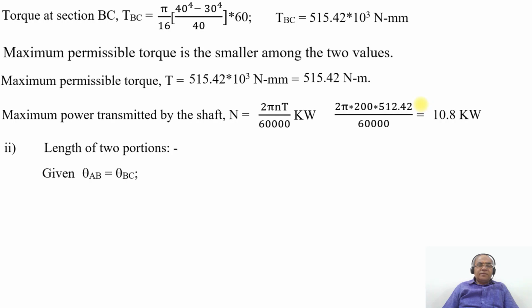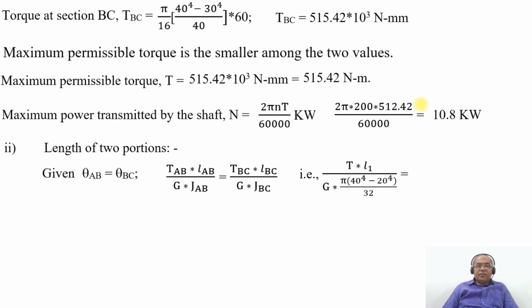Now the lengths of the two portions are what I need to find out. Given that the angular twist in both the sections will be equal, theta AB will be equal to theta BC. So therefore, TAB into length of AB divided by G into JAB will be equal to TBC into LBC by G into JBC. So G is the same for both the sections. So here, T into L1 divided by G into pi into 40 to the power of 4 minus 20 to the power of 4, close the bracket, divided by 32, will be equal to T into L2 by G into pi into 40 to the power of 4 minus 30 to the power of 4, close the bracket, by 32.